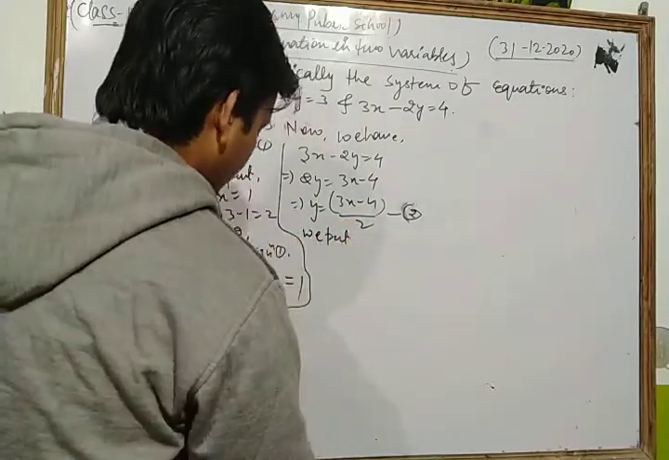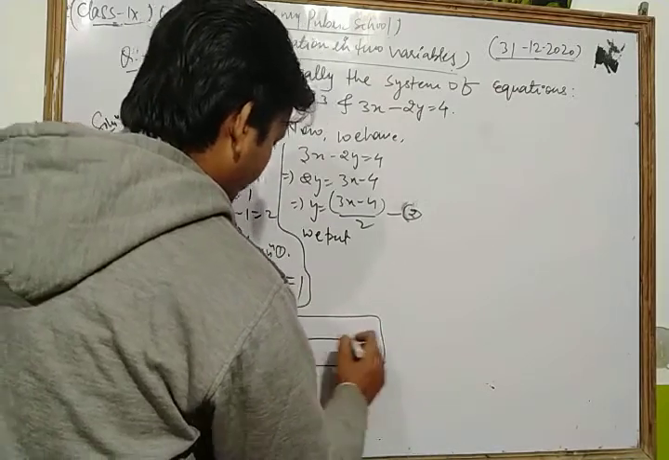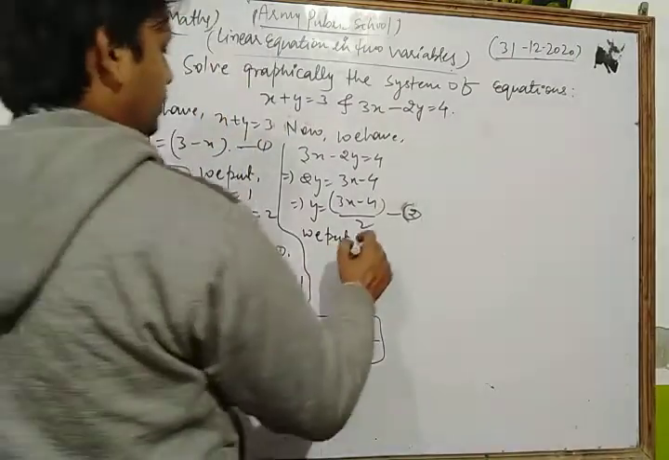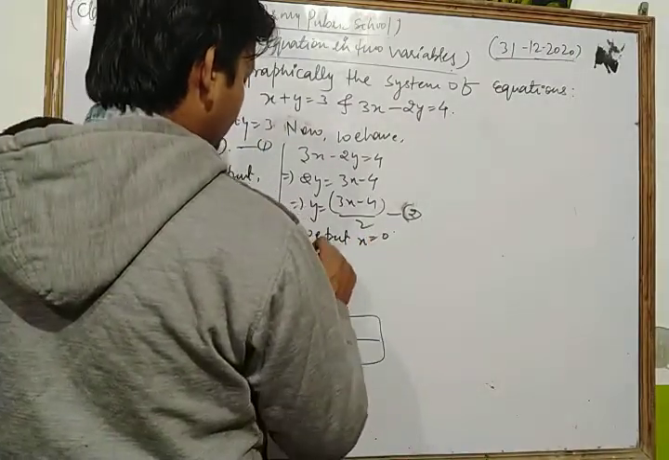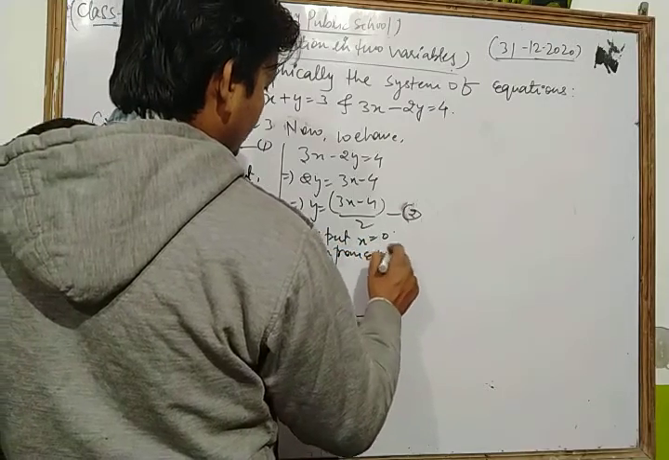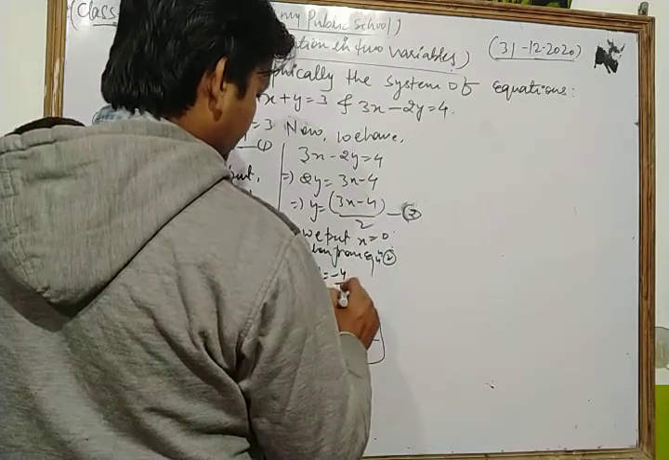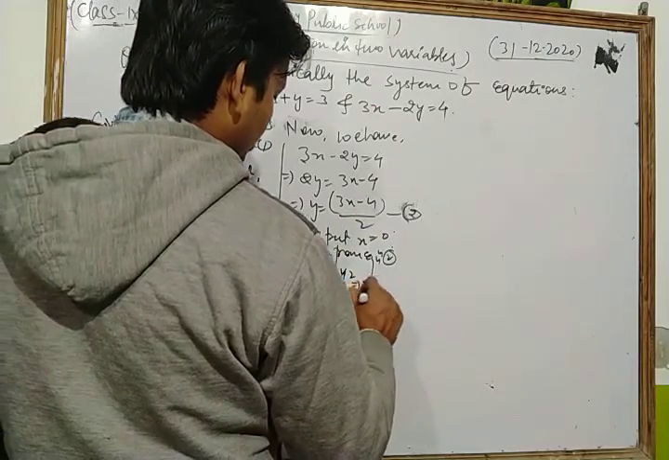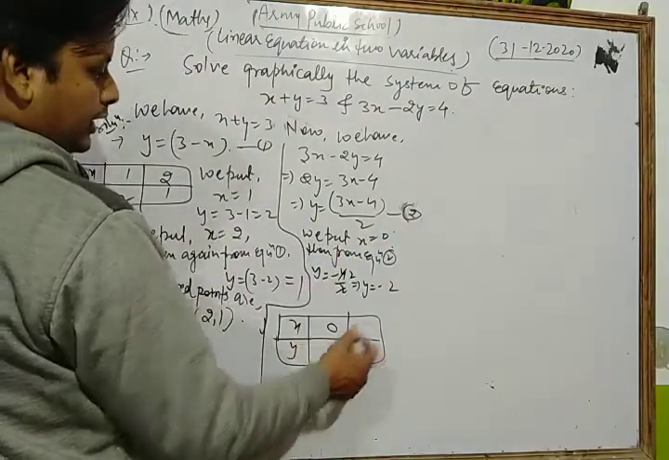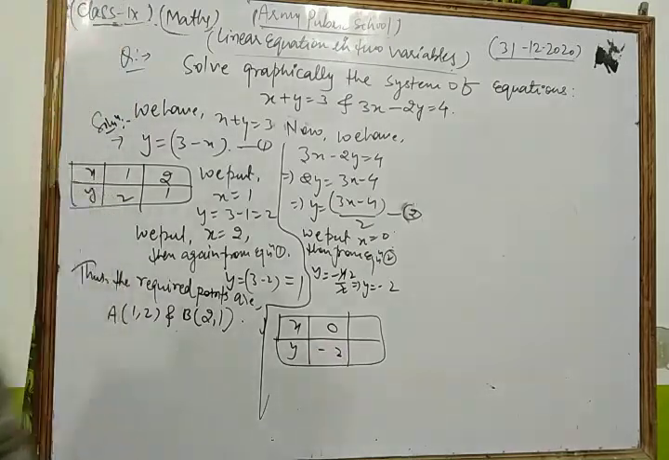Let's see. We draw in this way. We find two pairs of values. This is x, this is y. Now we put x is equal to 0. Then from equation 2, what do I get? y is equal to 0 minus 4 upon 2, that is minus 4 by 2, that is y is equal to minus 2. Means if we put x is equal to 0, then we get y is equal to minus 2. Okay, dear friends.